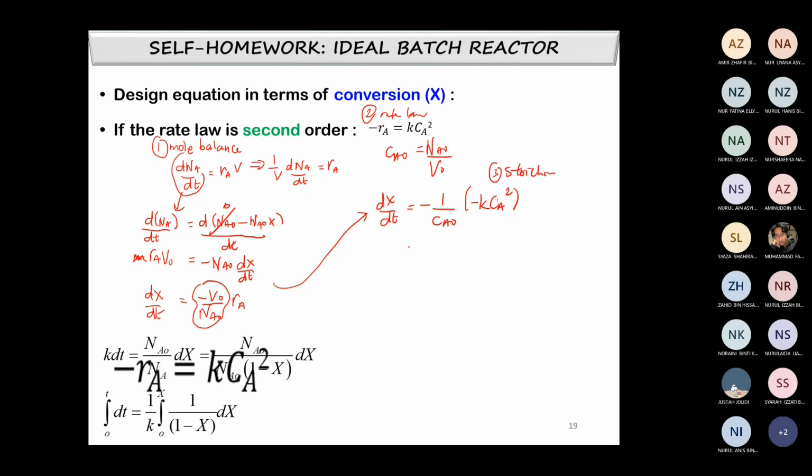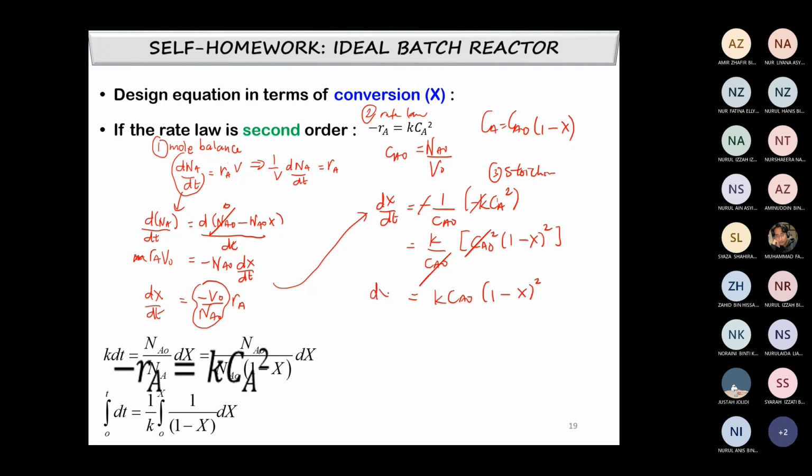Okay, so change this CA. So you will have, this one we can cancel early. Positive, it becomes positive. So it becomes k over CA naught. What is CA squared? It is CA naught times 1 minus X, squared. Remember CA is equal to CA naught times 1 minus X. So there is power of 2. So this leaves k CA naught times 1 minus X squared.